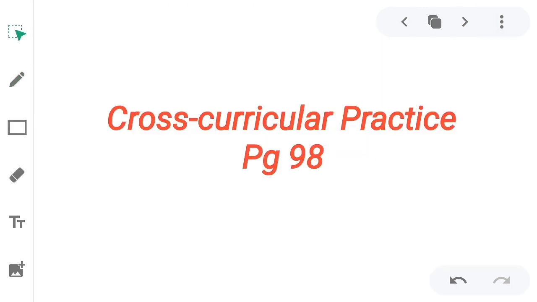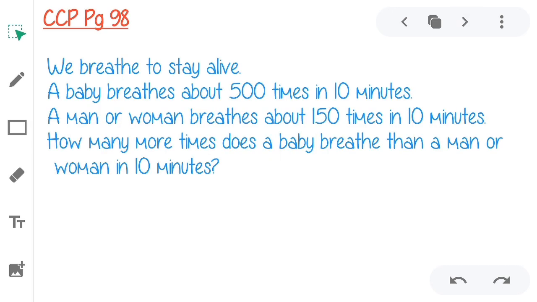The next topic that we will do now is cross curricular practice. This has been taken from page number 98 of your maths time book. So let us see the question. The question says, we breathe to stay alive. A baby breathes about 500 times in 10 minutes. A man or woman breathes about 150 times in 10 minutes. How many more times does a baby breathe than a man or woman in 10 minutes?